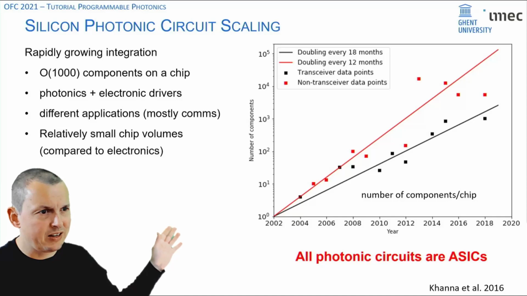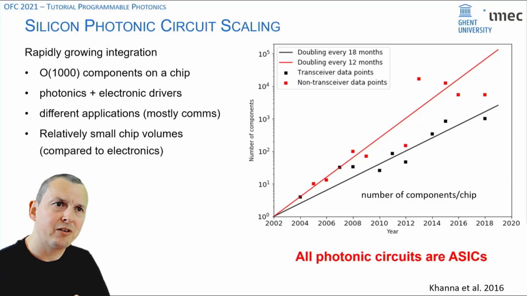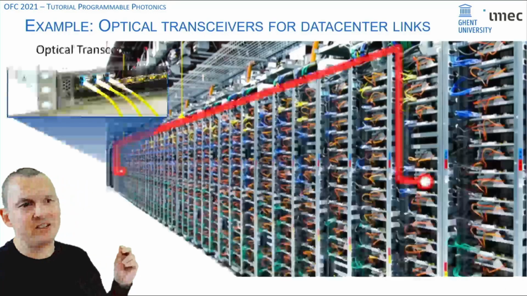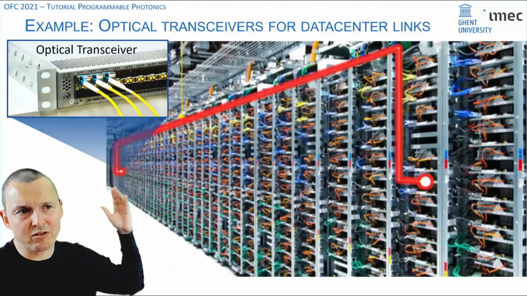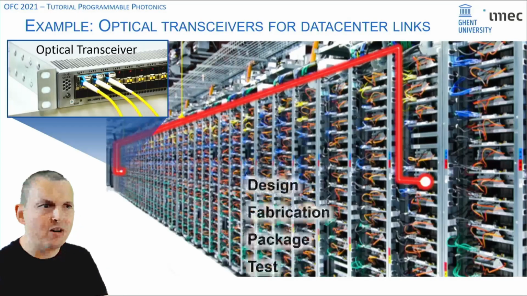Now, one thing is particular for all these circuits that are plotted here on this graph. All these circuits have been made for one particular application. They're ASICs, application-specific integrated circuits. And what is the implication of that? Well, let's take an example. Let's say that we want a circuit that can connect 2 points in a data center, so a link for data centers. If we want to build such a device, an optical transceiver, we would have to design, fabricate, package, and test our circuit.